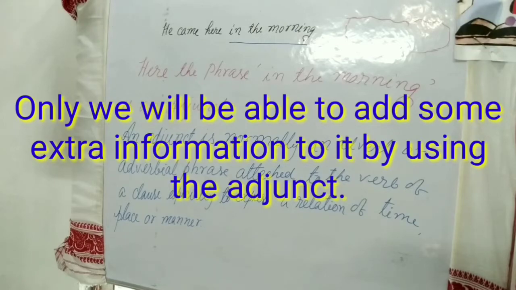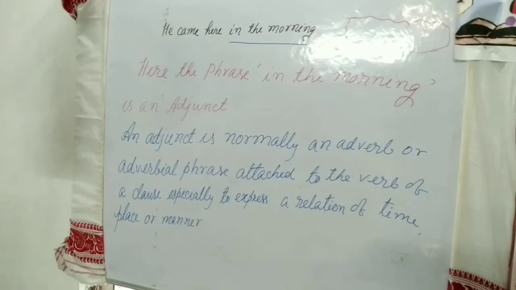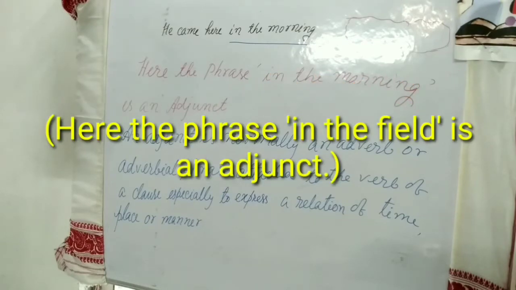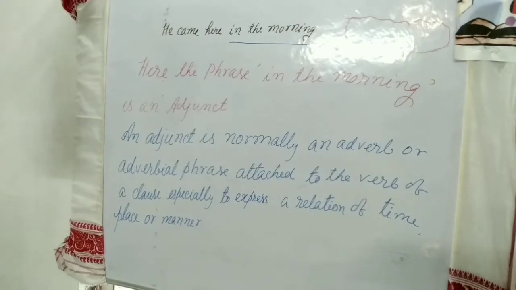When we say in the above sentence, he came here in the morning, we mention the time of the coming. That means the adjunct adds additional information of time of an event. Similarly, they are playing in the field. Here "in the field" is an adjunct. It is used to say where the event is taking place.